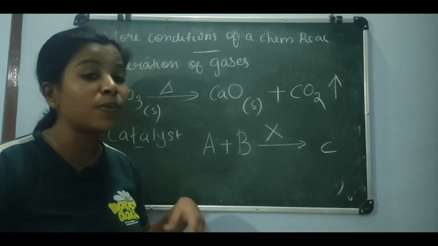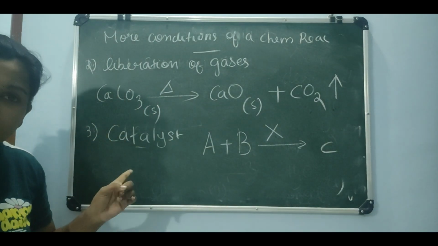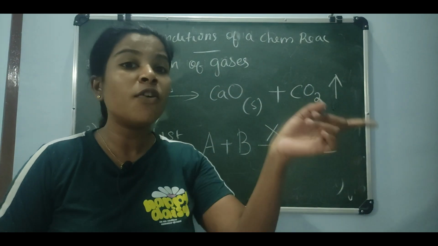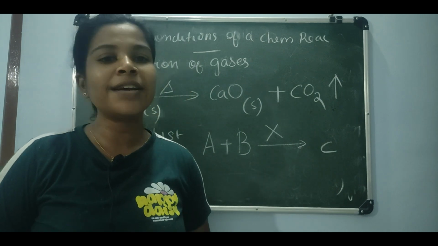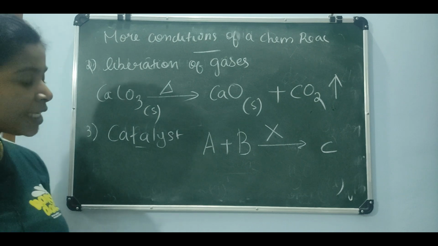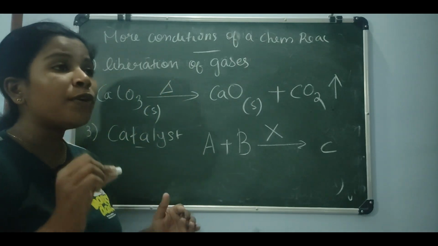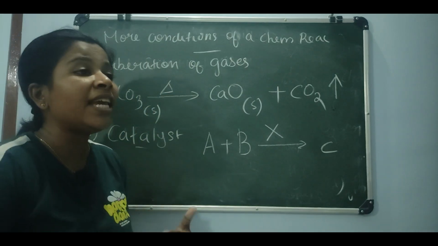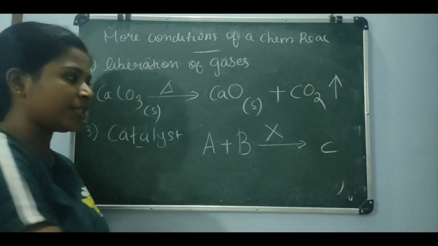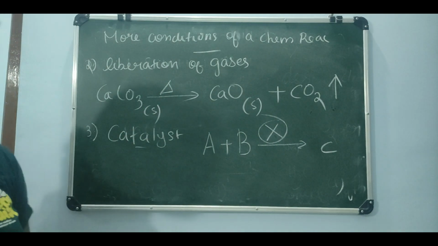But what it does, it will increase the speed of the chemical reaction. So catalysts are those materials which increase the rate of a chemical reaction without taking part in the chemical reaction. So what is a catalyst? Catalysts are those substances which increase the rate of a chemical reaction without itself being consumed in the chemical reaction. So which is the catalyst in this chemical reaction? This is the catalyst. Okay, understood?